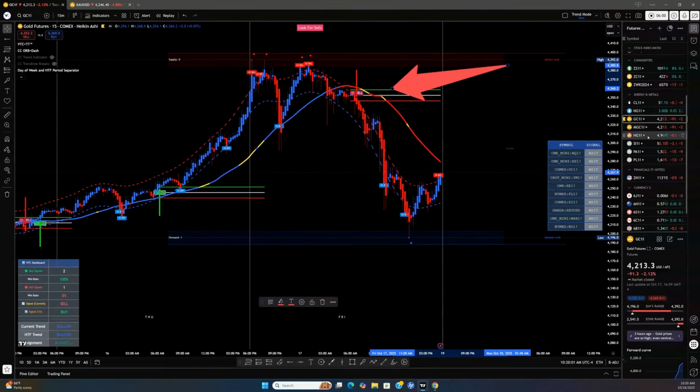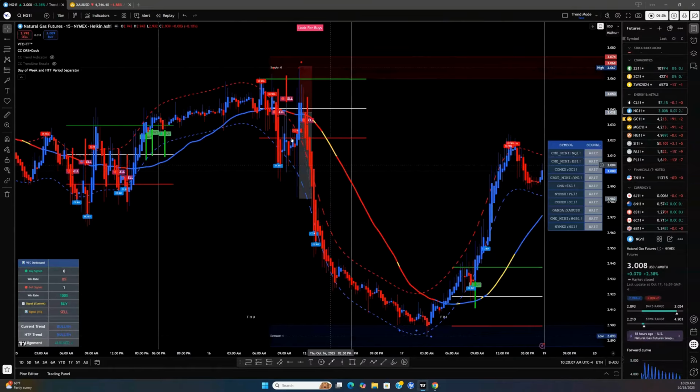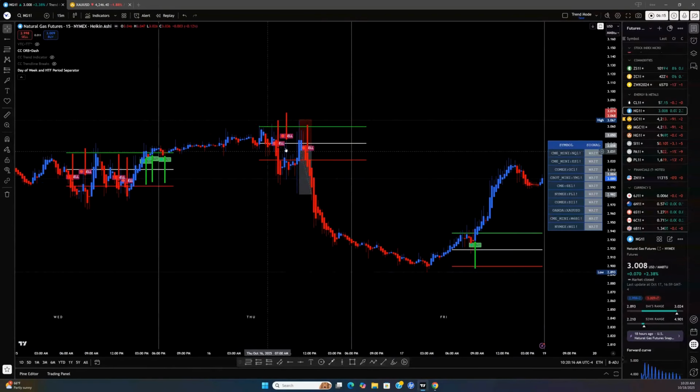Thursday in our class, we had natural gas. Natural gas sold off. Here's what happened on Thursday. We had some news that came out, so price was kind of ranging a little bit, as you guys can see. After that range, price sold off heavy.